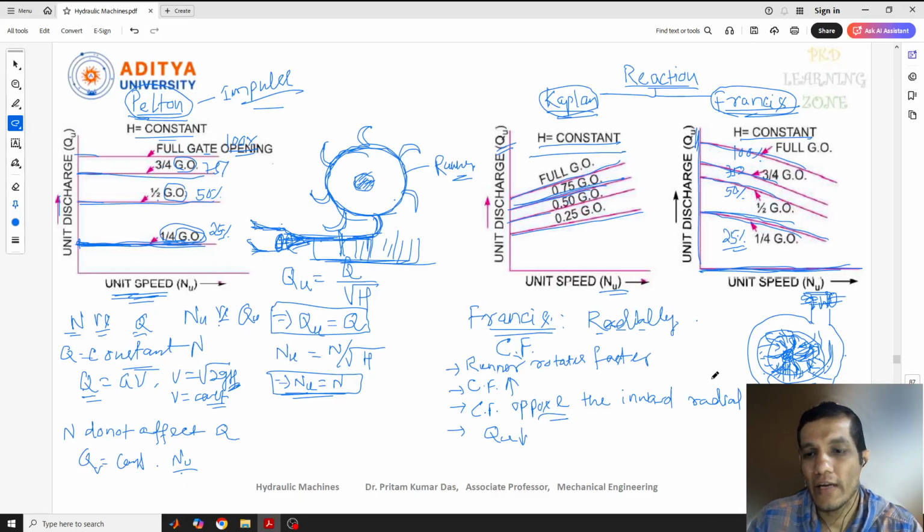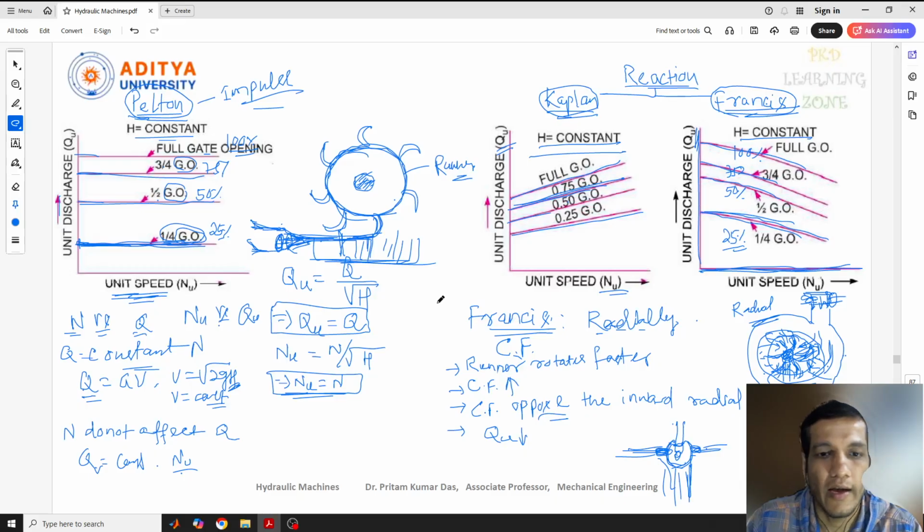In the Kaplan turbine, if you remember, there is a shaft connected, and here we have the runner, called the hub or boss, and the vanes are attached to it. The water comes from this side, strikes these vanes, and comes out of the turbine axially. So this is our radial flow, this is our tangential flow, and this is our axial flow.